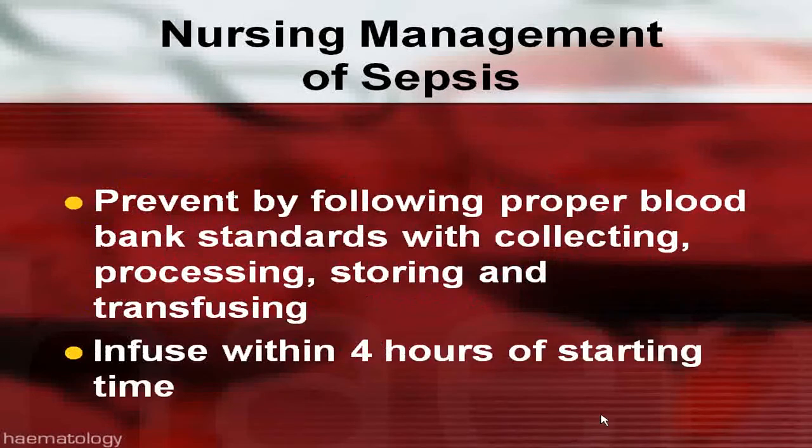Again, the best way to treat this is to prevent it. You don't ever want this to occur in the first place. Proper blood bank procedures, with collecting, with processing, with storing, with transfusing, will cut down on any risk of sepsis. Make sure that you infuse the bag of blood or the blood product within 4 hours of the starting time. Once you spike that bag, 4 hours.